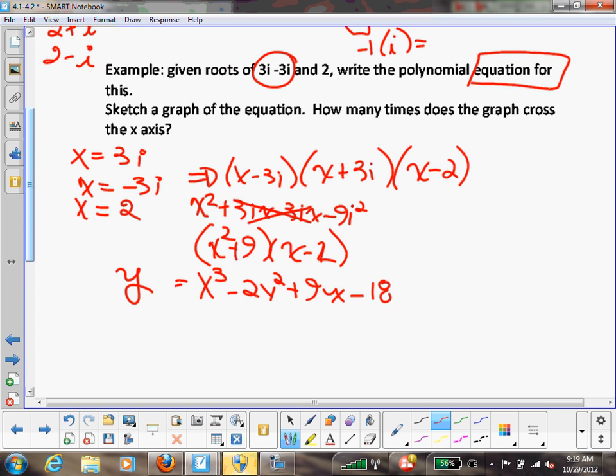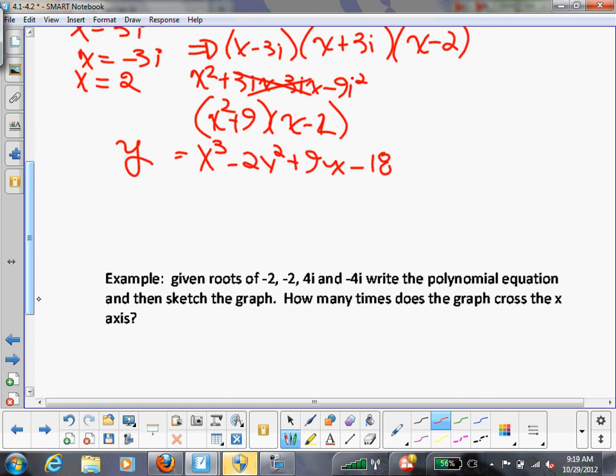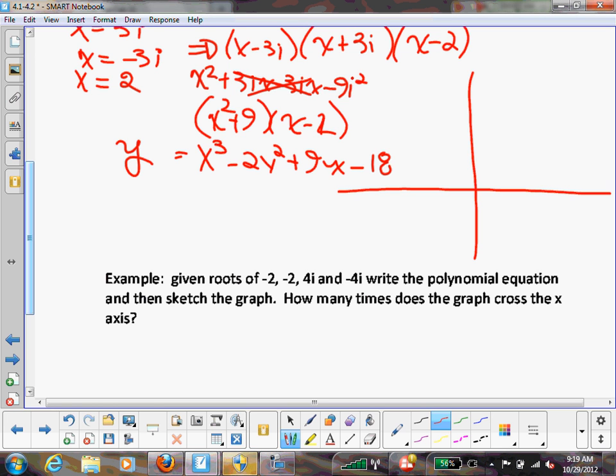Let's graph this. Where are the tails? It's going up. Okay? I'm running out of room. We'll do it over here. Can anybody tell me what the x-intercepts are? The only real solution is at 2, right? Because 3i and negative 3i are the other roots, but those are not something that you can graph. So we know it crosses here.